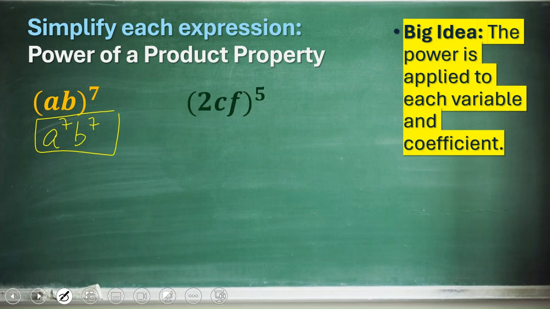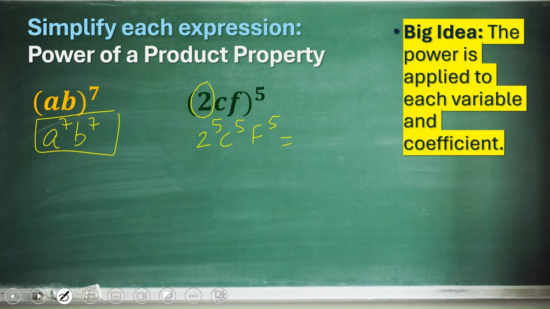Our next example, this is something I saw as a math teacher all the time. Students would correctly apply c to the 5th and f to the 5th, but they sometimes would forget about the coefficient of 2. That 5 gets applied to every single part of this expression, including the coefficient. So it becomes 2 to the 5th times c to the 5th times f to the 5th.